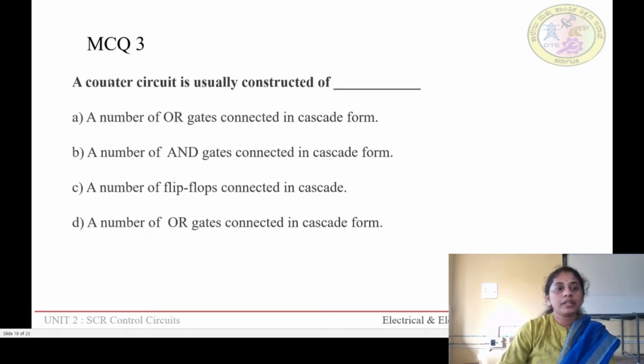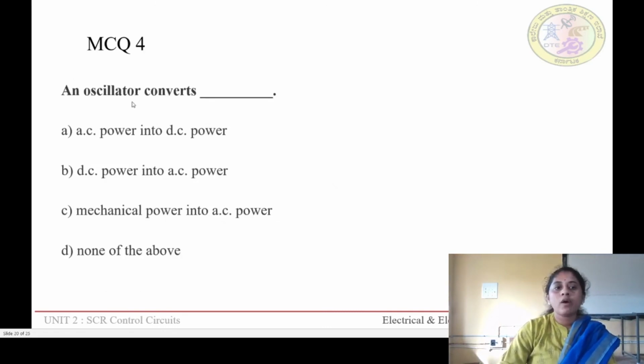Next question, question number 3. A counter circuit is usually constructed of: option A, a number of OR gates connected in cascade form. Option B, a number of AND gates connected in cascade form. Option C, a number of flip-flops connected in cascade. Option D, a number of OR gates connected in cascade form. This we discussed while discussing counters. Yes, the counters are made up of flip-flops. So the answer is C, a number of flip-flops connected in cascade. Cascade means series.